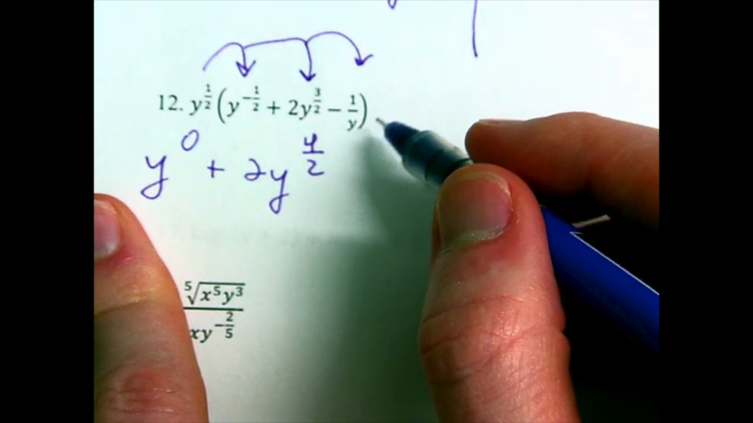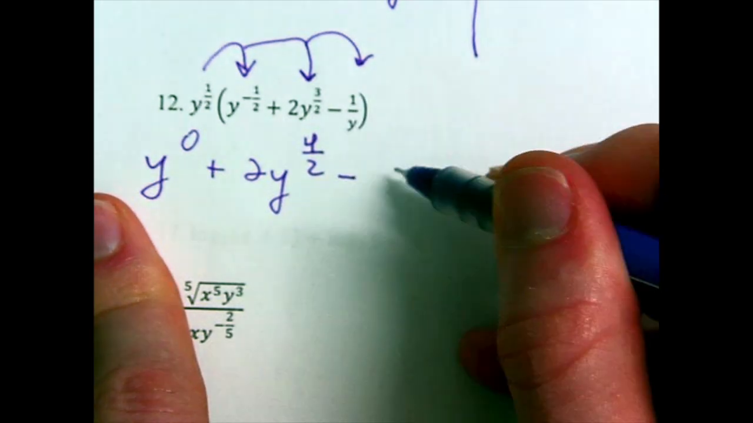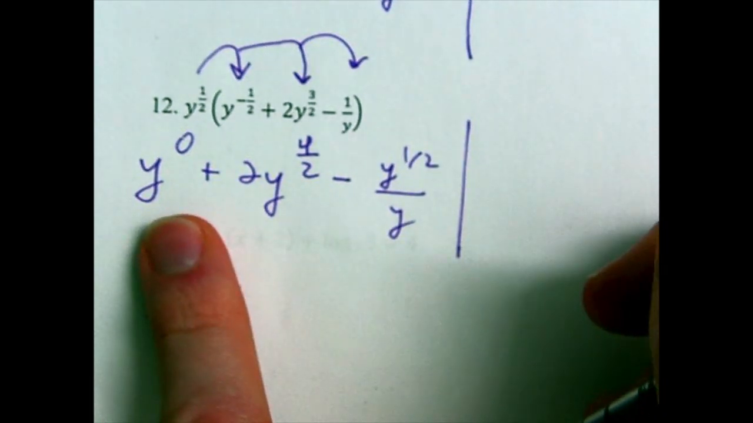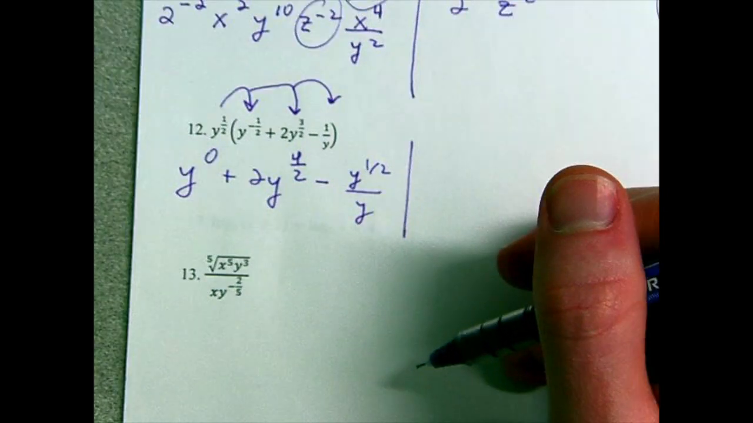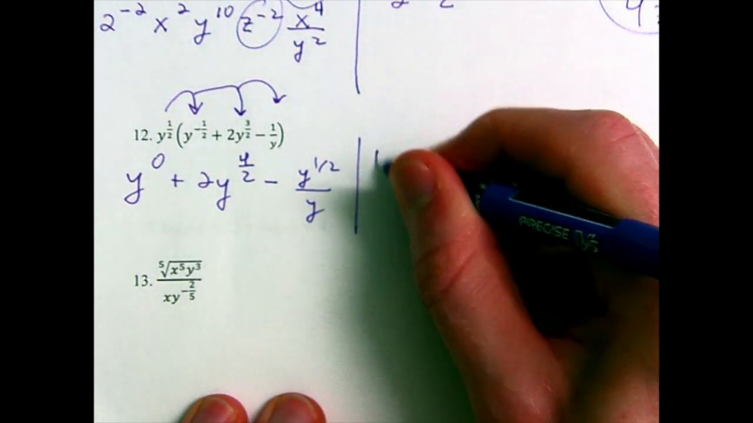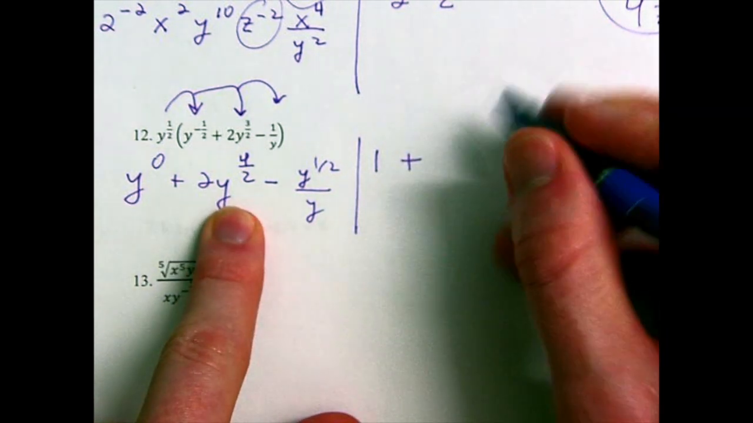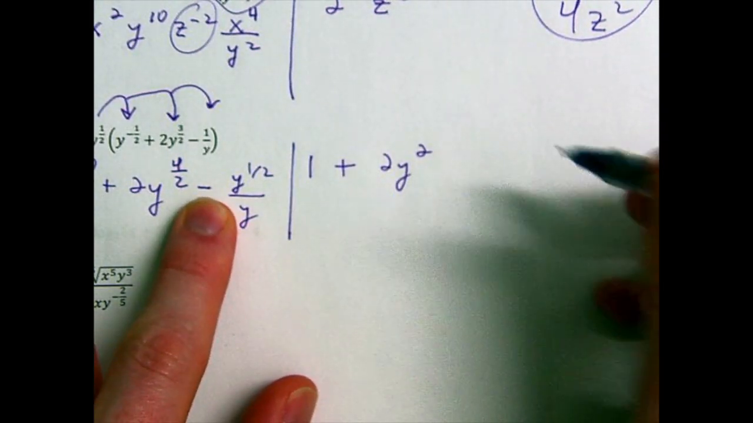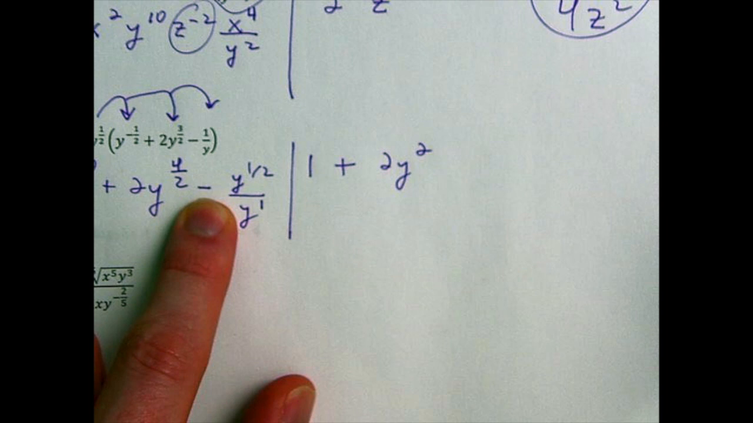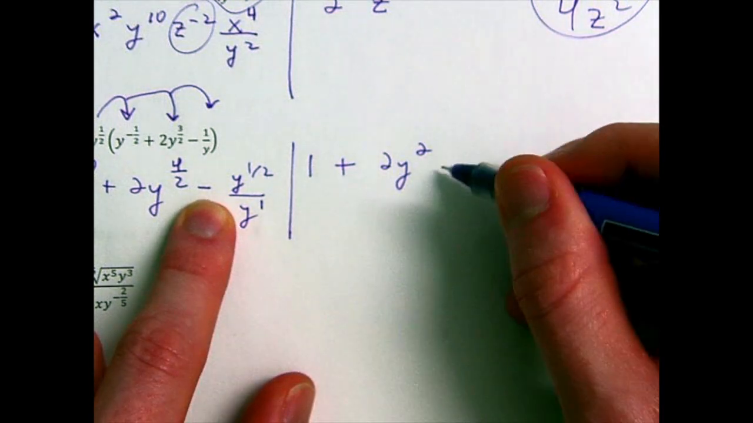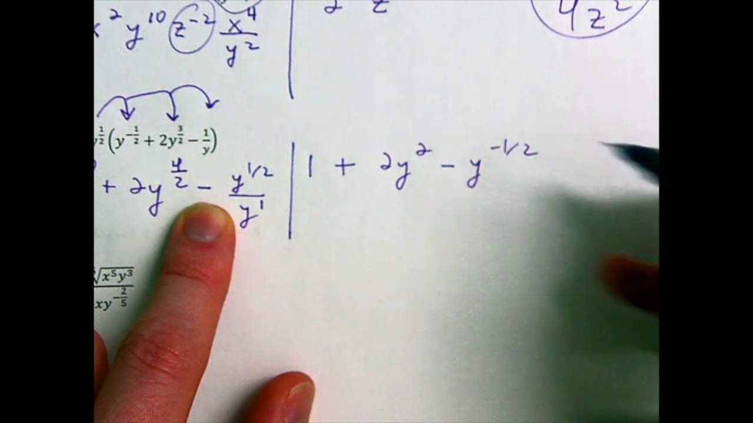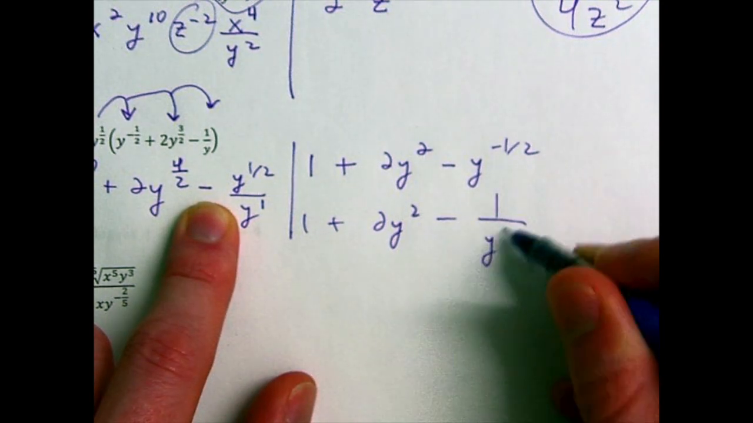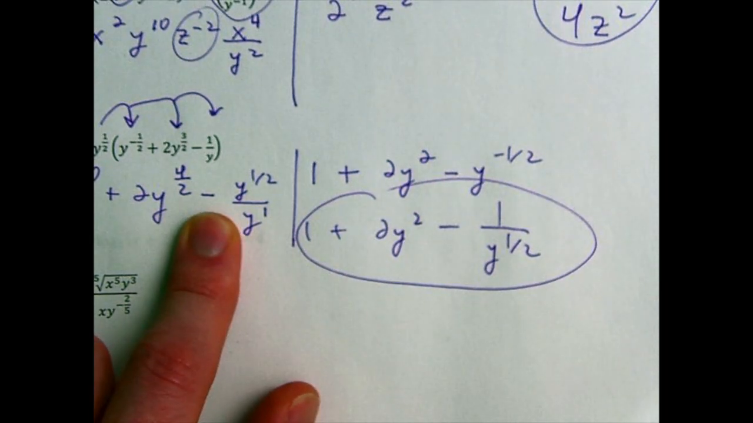And then this guy here, you can think of it as y to the 1/2 over y when you multiply. All right, so what is this? Well, y to the 0, of course, is 1, plus 2y to the 4 over 2. That's just 2y squared. And then this one here is like y to the 1/2 over y to the 1, so you're going to subtract. You get minus y to the -1/2, which I guess we could write as minus 1 over y to the positive 1/2, which is the square root of y if you like, but whatever.